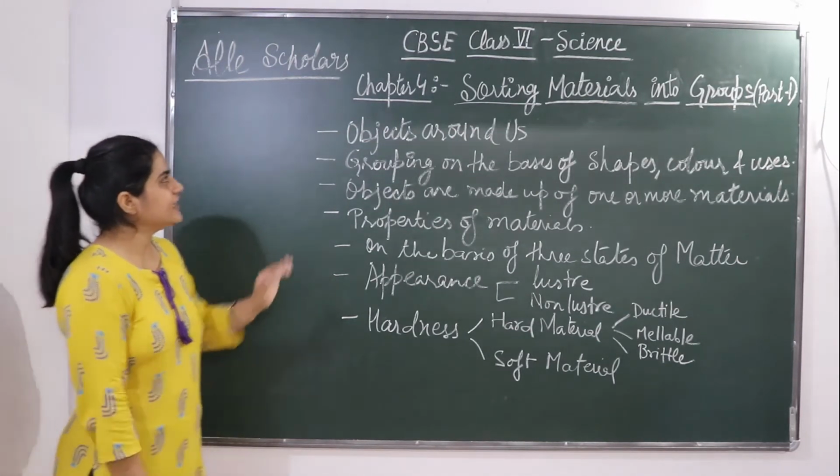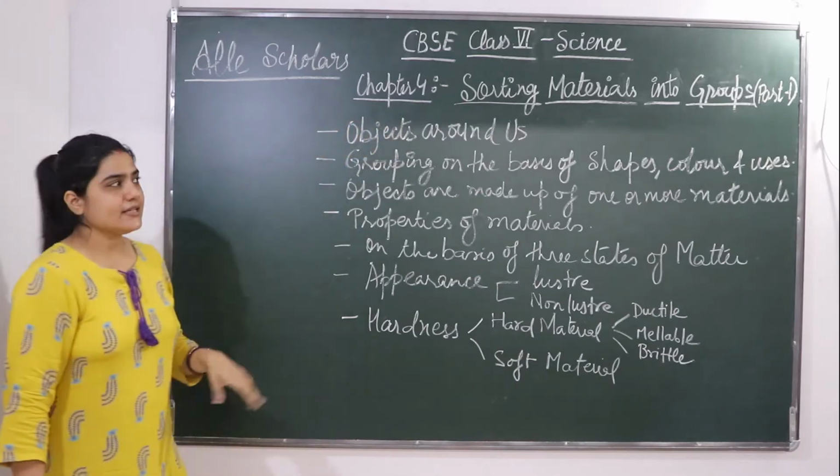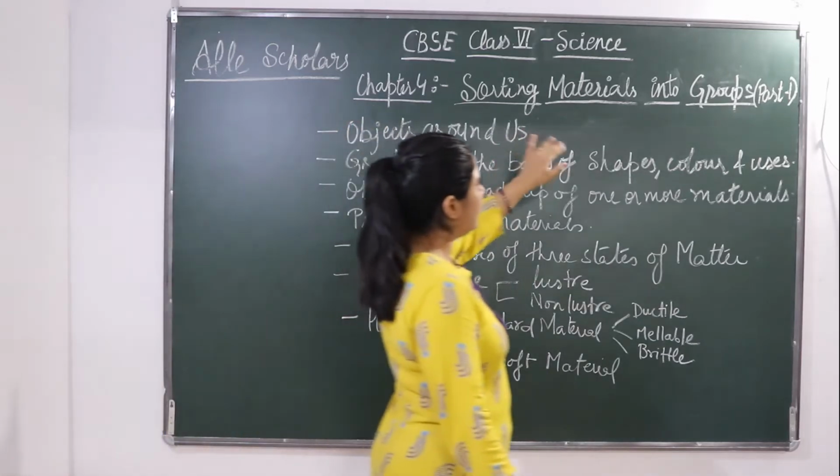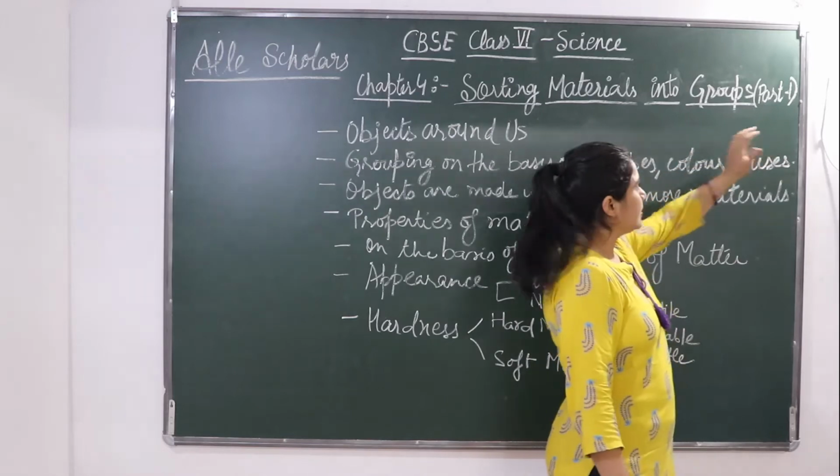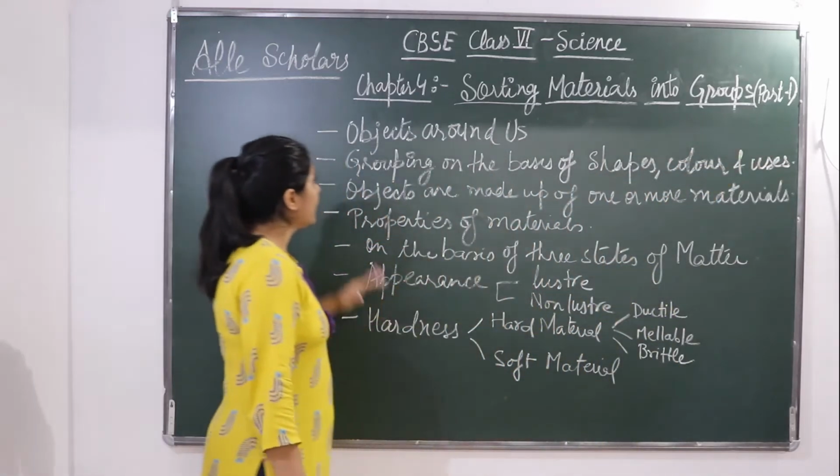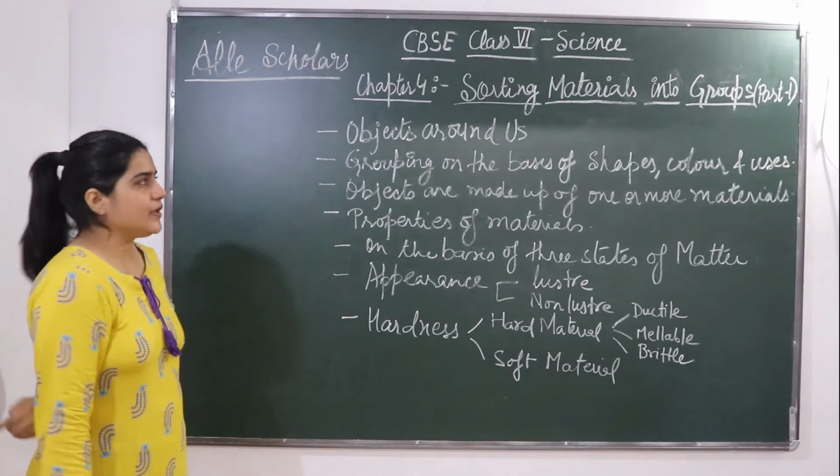So today I will be taking chapter 4 from class 6 science, that is sorting materials into different groups. This is part 1 of this chapter. In part 1 these are the topics which we are going to discuss.